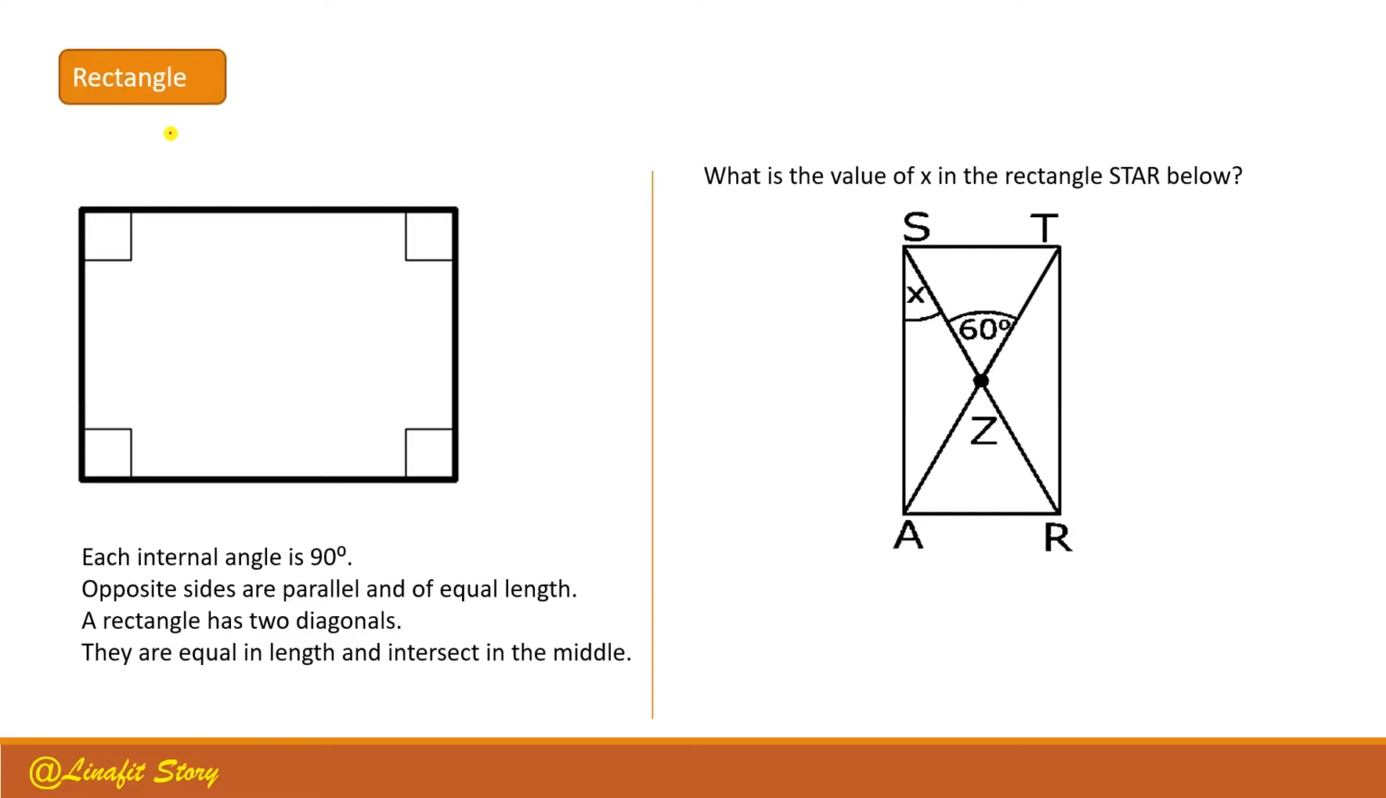A rectangle is a 4-sided flat shape where every angle is a right angle. So each internal angle is 90 degrees. Opposite sides are parallel and of equal length. A rectangle has 2 diagonals. They are equal in length and intersect in the middle. So look at this question. What's the value of X in the rectangle below?